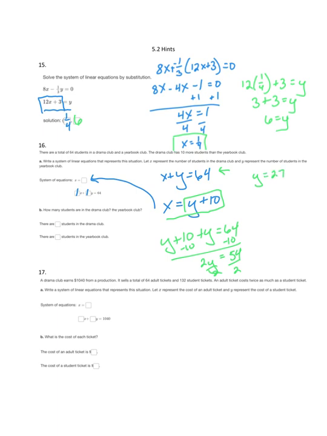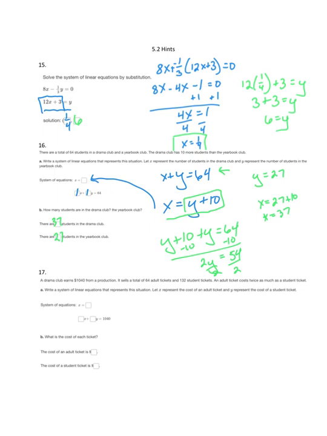Okay, so y is the number of kids in yearbook club, so that means there's 27 kids in the yearbook club. Now, if we use this bottom equation here, we know that y is 27, so x will be 27 plus 10. So x is 37. There's 37 kids in the drama club.